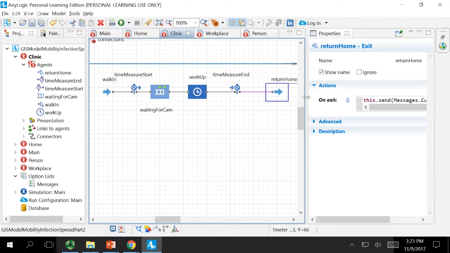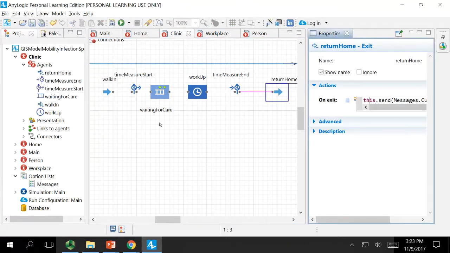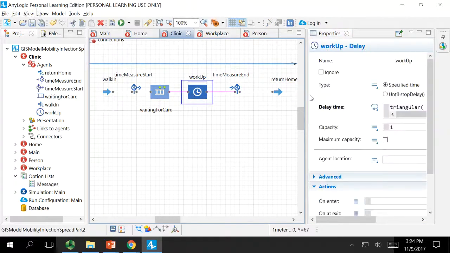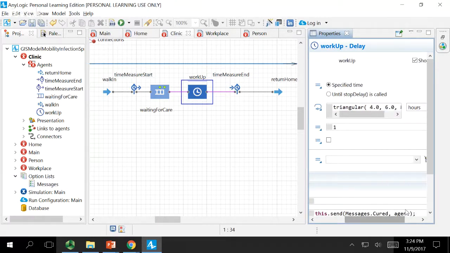I told you they won't be cured, so what are we going to have to change here? The message send can no longer be done here if the people leaving are also leaving from this same place. This right now is curing everyone. Really, we want to cure them only at the end of the workup. So we're going to take this out of return home and put it in workup here. When they finish workup, at the exit of workup, we're going to send a message that says they're cured.